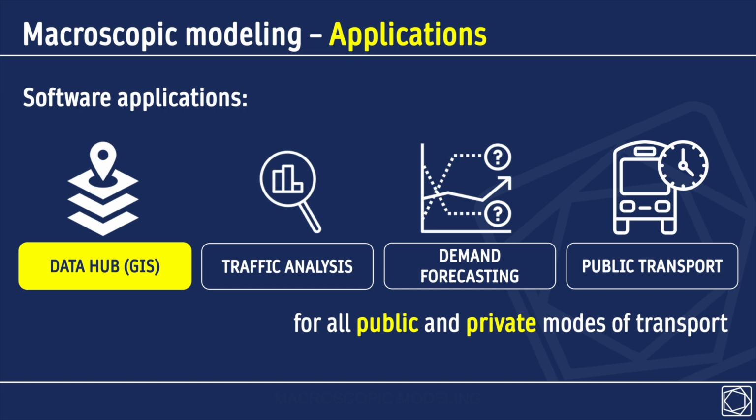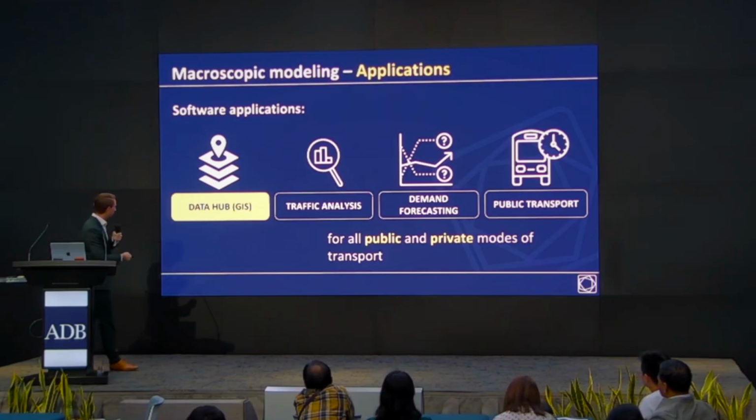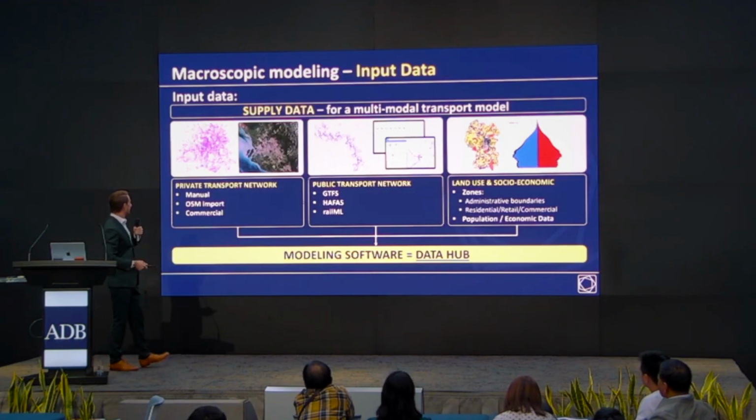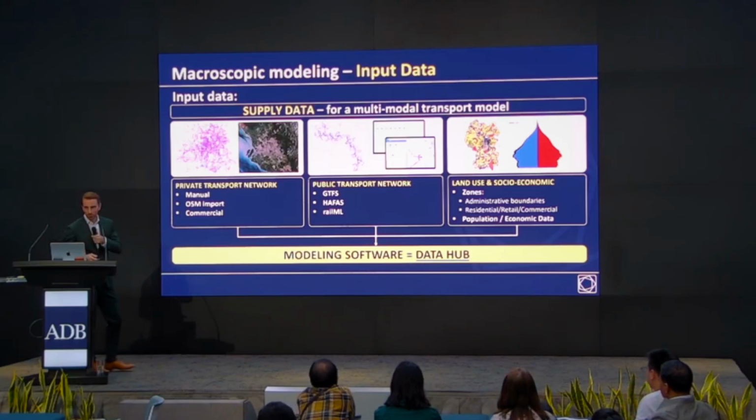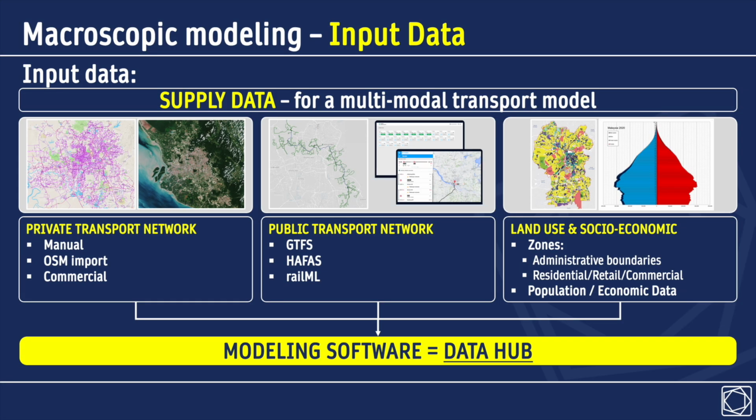The first is it acts as a data hub, as a tool where you can centralize all your different supply and demand, your spatial data, such as your transport network. You can have all your roads, primary, secondary, tertiary roads. You can import those from, say, OpenStreetMaps if that's what you're using. You can also import your public transport network. You can also bring in land use and socioeconomic data, so your administrative boundaries, population, economic data.